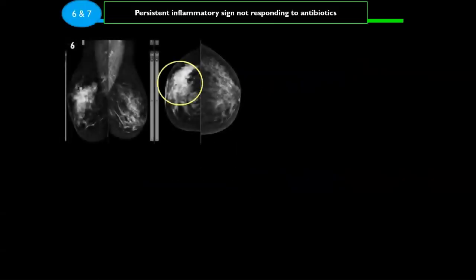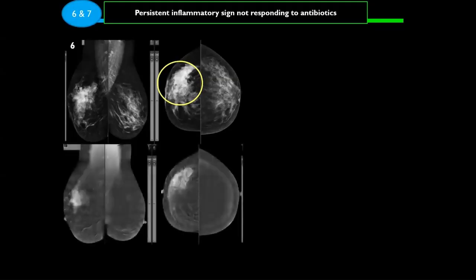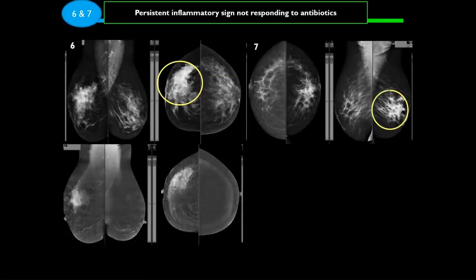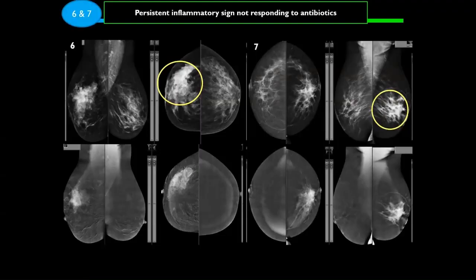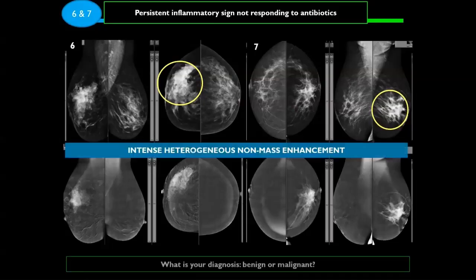Cases 6 and 7 are two similar cases. The first one had resistant mastitis, and on her mammogram, she had a global asymmetry. This is the contrast mammogram of the same patient showing a corresponding non-mass heterogeneous enhancement. And the second case had left breast resistant mastitis. Again, she had a retroareolar asymmetry, and on the contrast mammogram, she had heterogeneous non-mass enhancement corresponding to the same area. So which do you think of these lesions is benign and which is malignant?